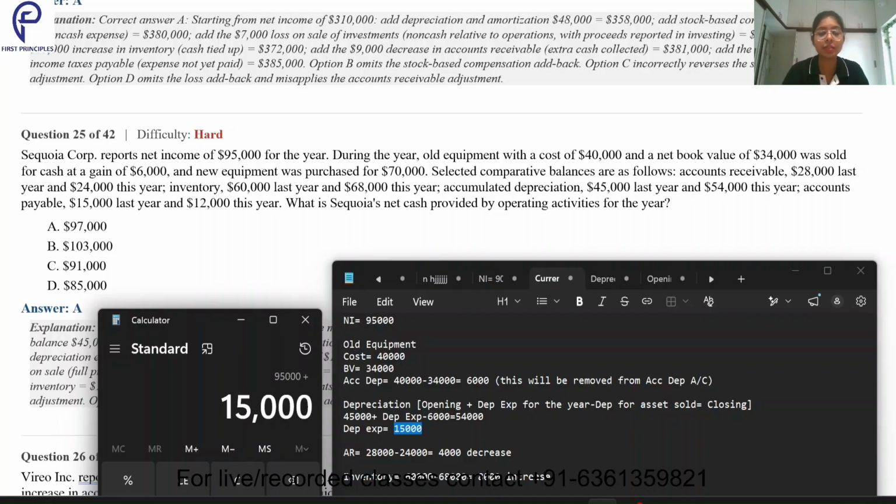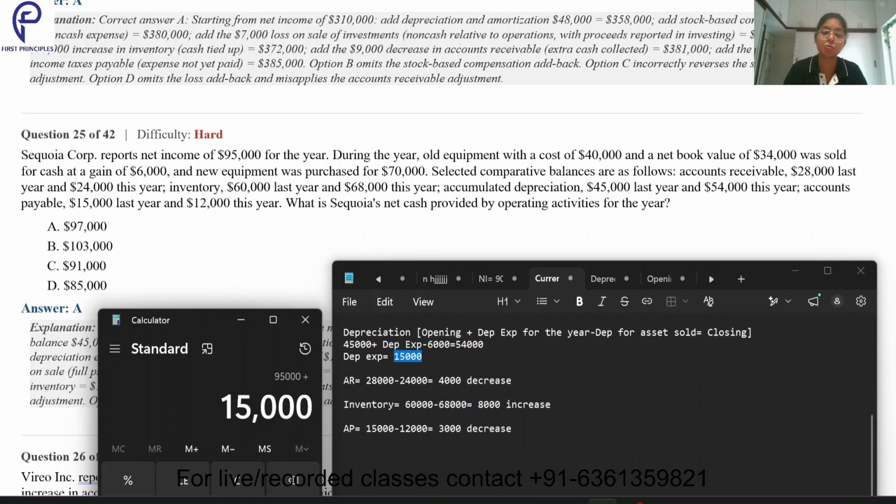Then we have the accounts receivable. There is a decrease in accounts receivable. My current asset is decreasing, so that means I need to add it in my adjustment. Then inventory is increasing. If my current asset is increasing, that means I need to decrease it. Then my accounts payable is decreasing by 3,000. If my accounts payable is decreasing by 3,000, that means current liability is decreasing. So what should I do? I should also reduce it.